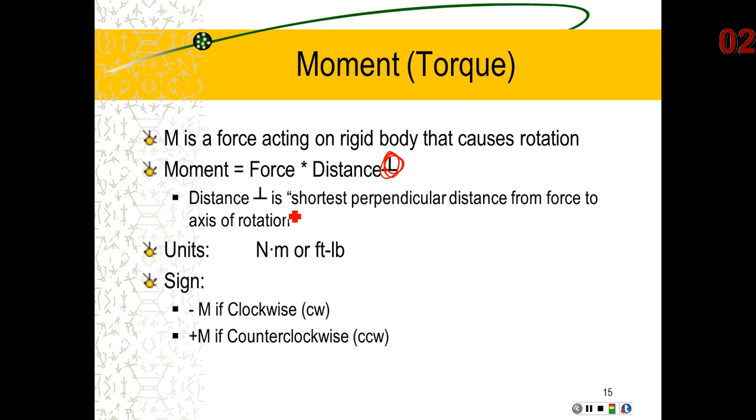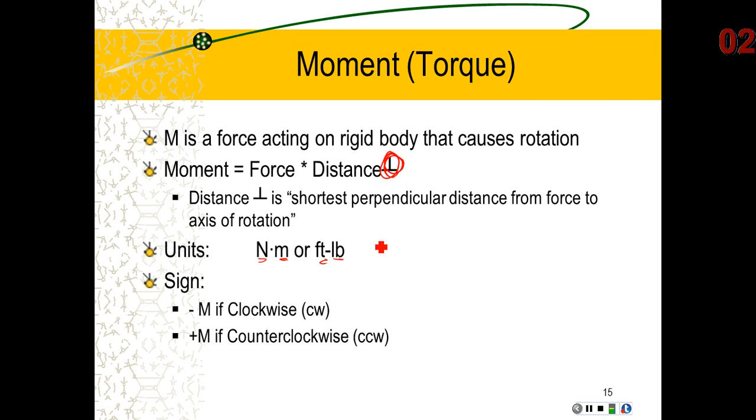Since it is a force times a distance, the units are: force is newtons, distance is meters, so the units of a moment is newton meters. Or in the U.S. customary, a force is a pound, a distance is a foot, and so you would think it would be pound feet, which some people use, but more commonly in U.S. customary units you'll see foot pounds or potentially inch pounds. So units are newton meters or foot pounds.